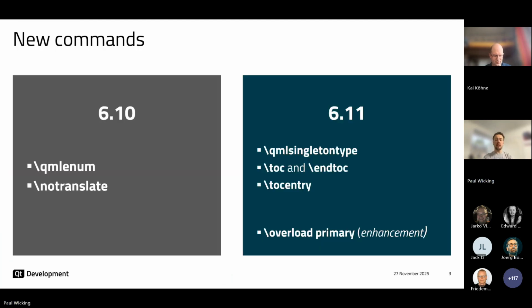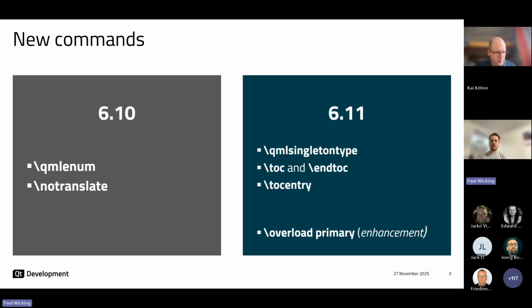In 6.10, we introduced QML enum and no translate. With 6.11, we shipped QML singleton type. We've enhanced the overload command, so it now takes a primary argument, and we have a complete table of contents system with talk and talk entry.